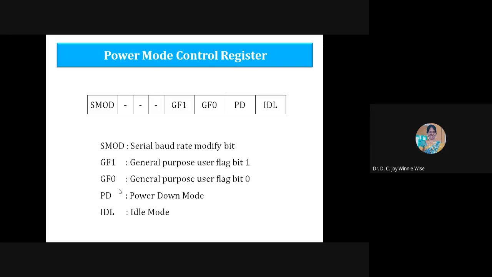Now let's see the structure of the power control register. See here, this is SMOD, with a serial baud rate. If it is equal to 1, automatically the baud rate will be double. Okay. So what is baud rate? The rate at which the data are transmitted. And GF1 and GF0 are the general purpose flag registers you can use. And next one, PD is power down mode, and IDL is idle mode.